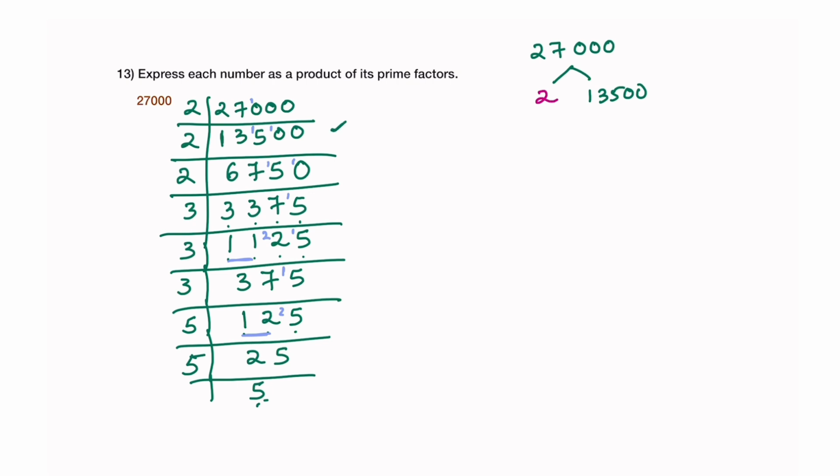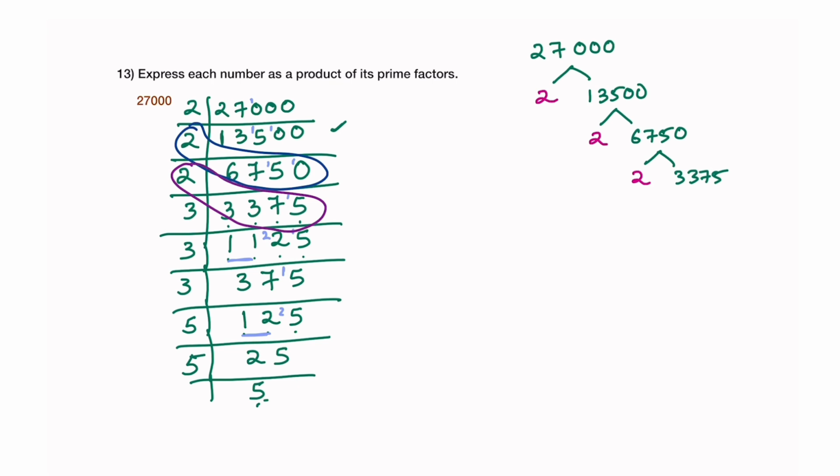Now, I'm not going to write this 2 again. I have changed the color. So that's now this next one I'm going to use is this pair, right? So I will say 2 times 6750. Again, I go down and that's 2 times 3375, right? I've taken the next pair, this one.